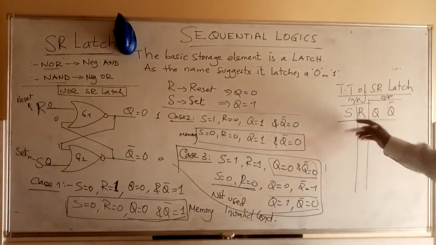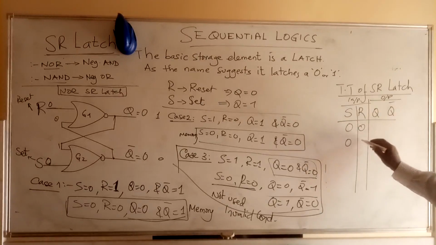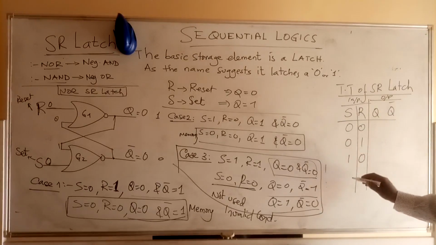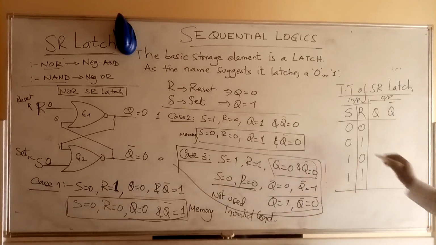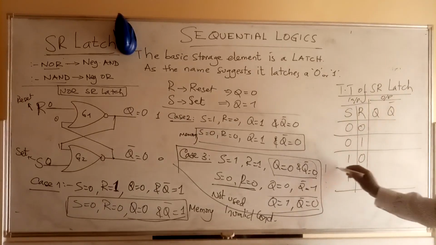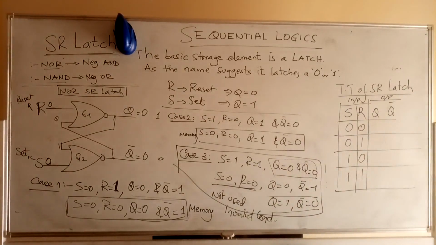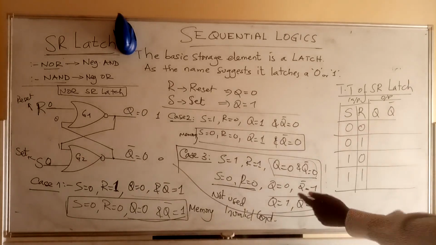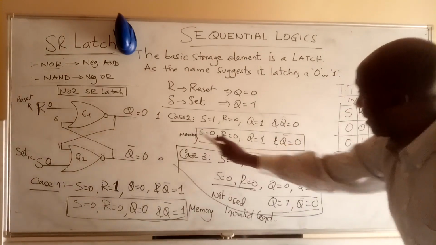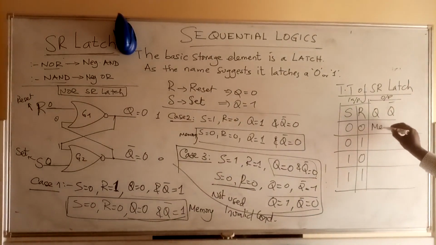Now, with 2 inputs, 4 combinations as usual: 0 0, 0 1, 1 0 and 1 1. These are the 4 combinations when we have 2 inputs S and R. So as you have seen, when S and R are 0, 0, in both cases, case number 1, case number 2, that is memory, or you can say no change from the previous output.